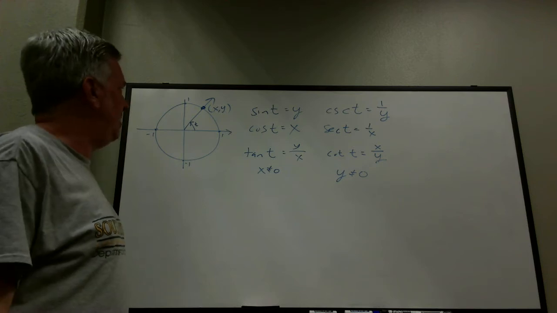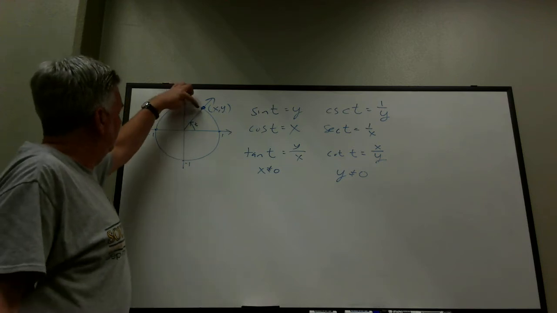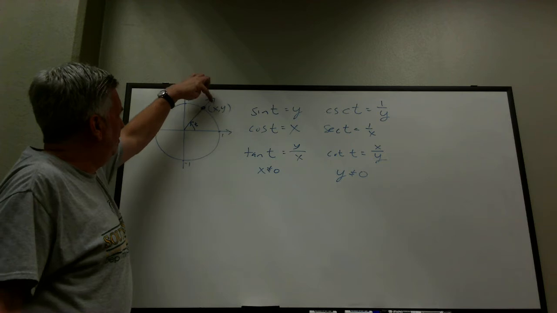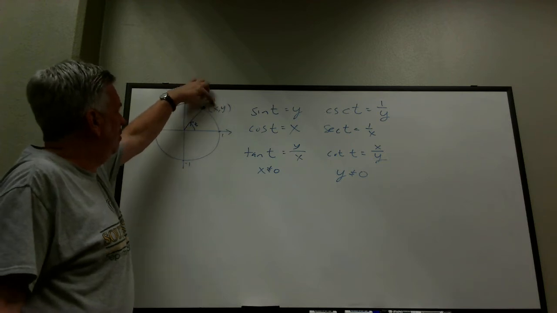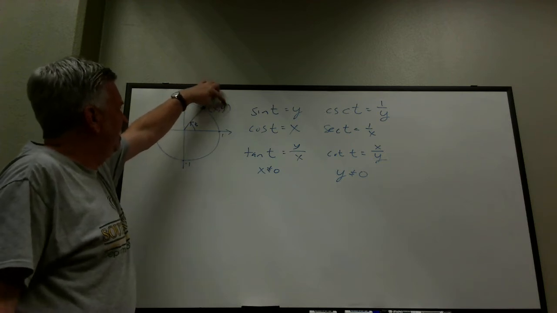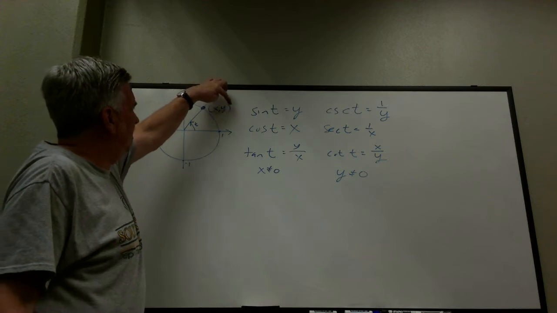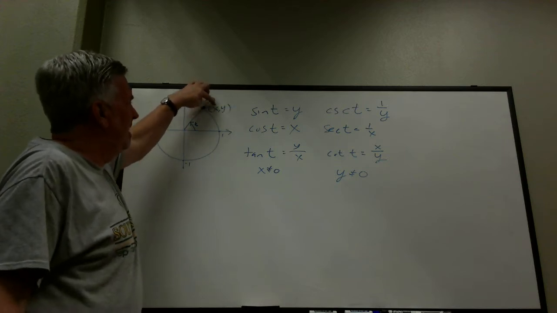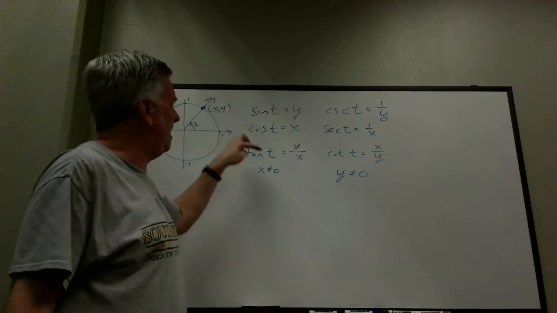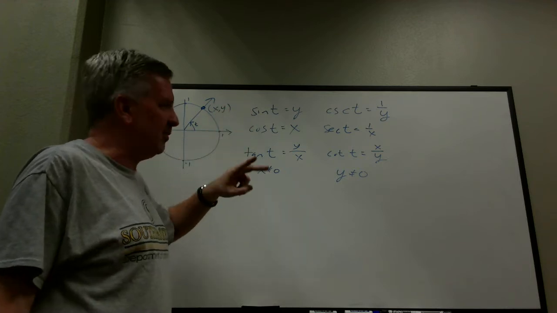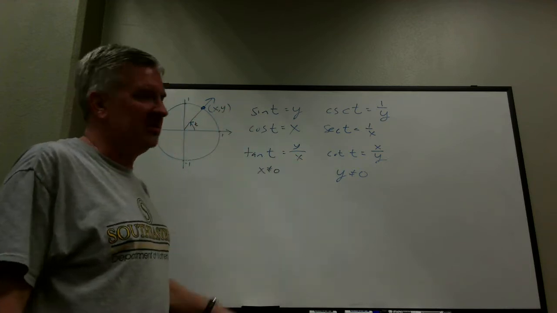You just have to memorize them, okay? So here's the point x, y. It's cosine of t, sine of t. Tangent is y over x. And if you can remember what's a reciprocal, be careful. Sine and cosine are not reciprocals. Tan and cotan are not reciprocals.